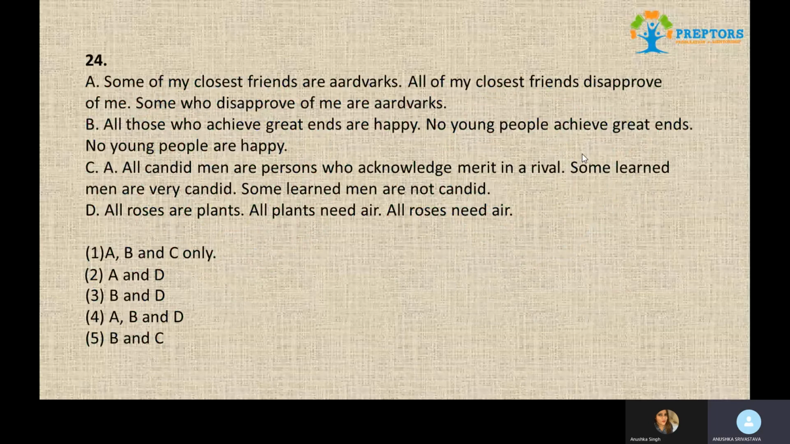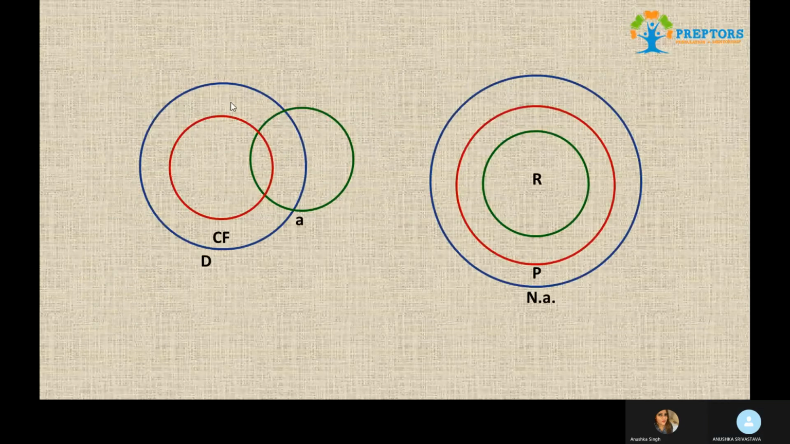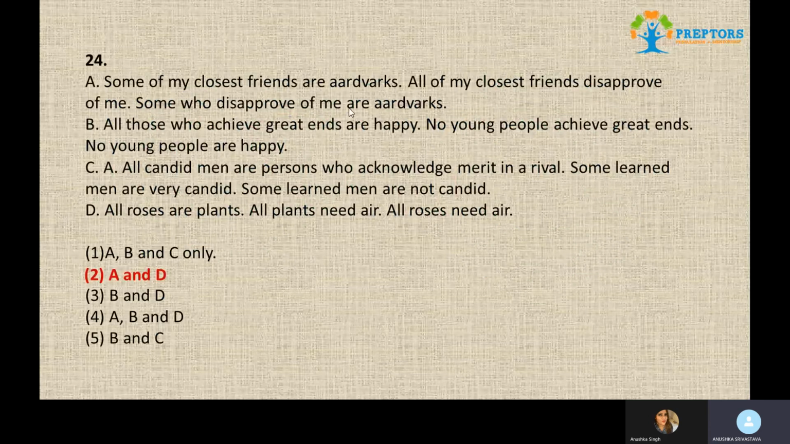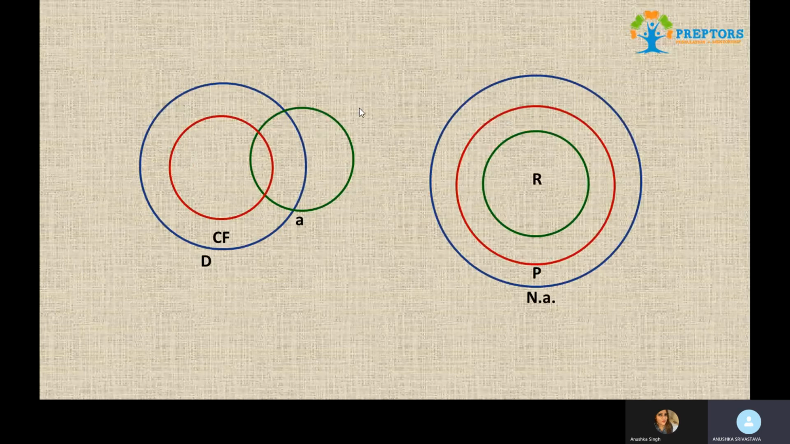If you evaluate question number 24, you would see that the answer is option A and D. D, we have already done it when we were doing deductive logic. All roses are plants, all plants need air, so all roses need air. Let me tell you how A follows. All of my closest friends are artwards. All of my closest friends disapprove of me. So some of my closest friends who disapprove of me are artwards. This is where the diagram makes sense.